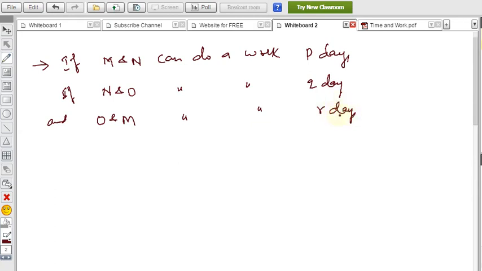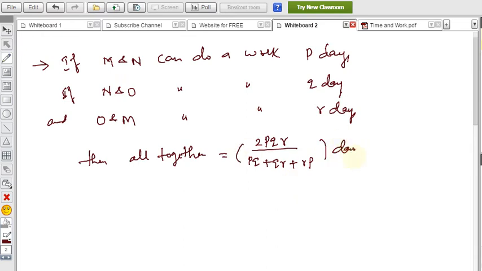In this situation, all working together can complete it in 2 into P into Q into R by P into Q plus Q into R plus R into P days. Because each person is counted twice, we multiply by 2; extra 2 will be multiplied in the numerator. Again, there is a worksheet, an exercise paper. For every method there are some questions, and I will explain them again using these key points.